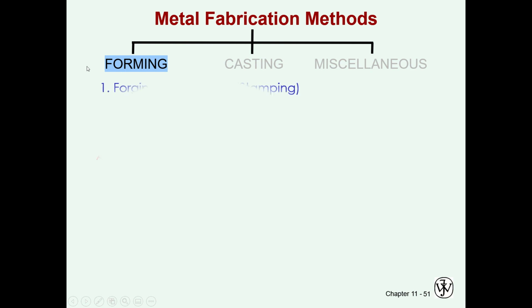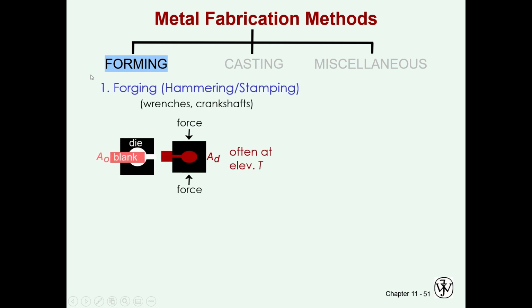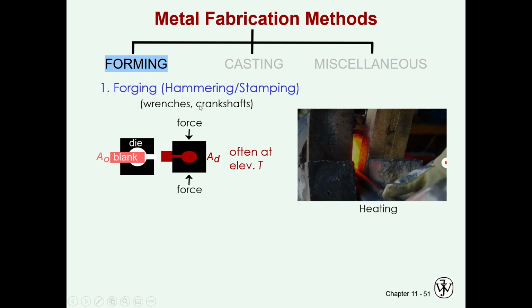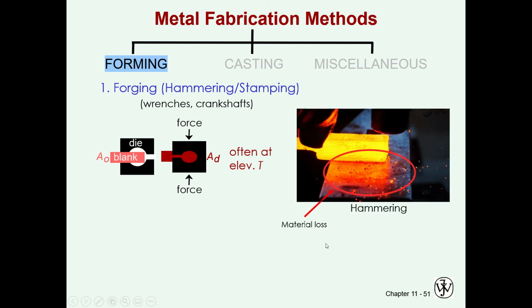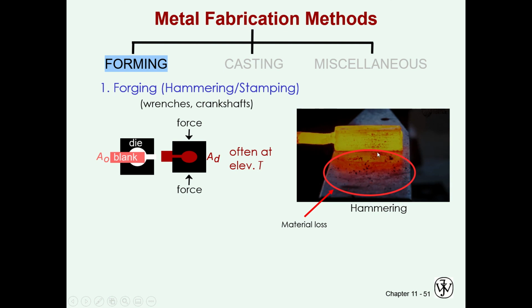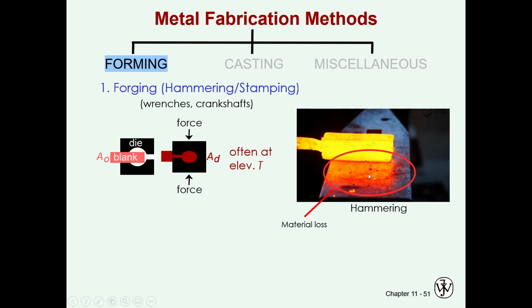So what is forming? The first example of forming is by hammering or stamping, which is forging. When we use wrenches, crankshafts, here you have a blank or a solid block of metal. And then you're going to compress it, and then you're going to have this kind of shape. Okay, so that's forging. Heat it up like this, so heating and then hammering. So this is what I said, material loss here. You get material loss whenever you are hot working a metal.